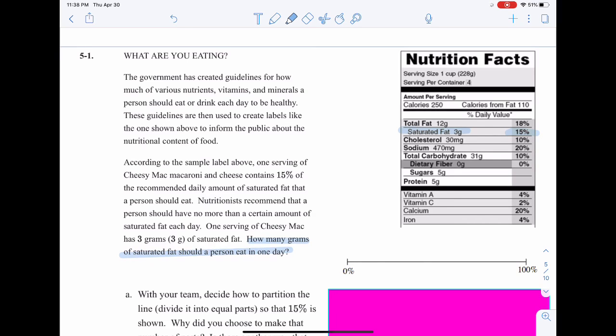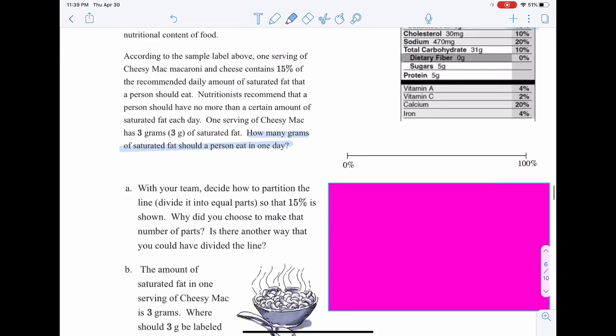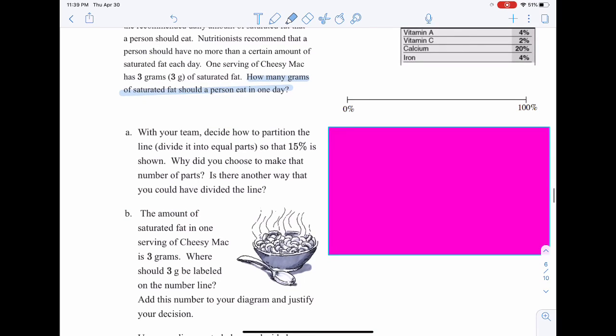We know that 3 grams is 15%. So what would 100% of saturated fat be? That's what we're trying to answer. And to do that, we are given these hints. So let's go ahead and read hint number A. It says, with your team, decide how to partition the line. Divide into equal parts. So that's what the word partition means.